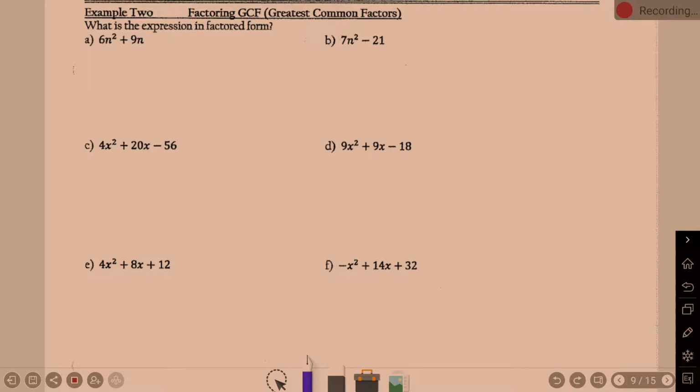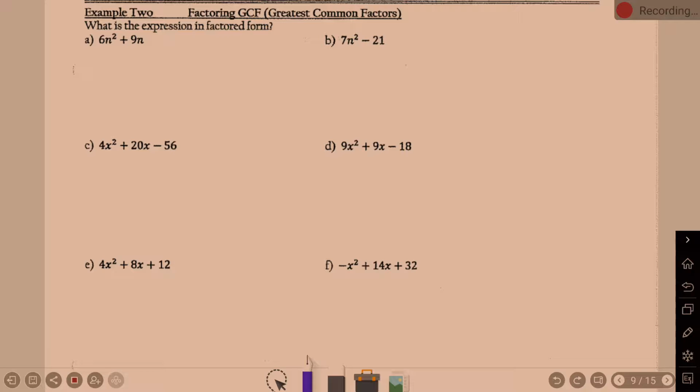Okay, example 2, so the bottom half of this page. Notice the forms are different from up above, right? Up above, it was always x squared plus bx plus c, always a 1x squared plus bx plus c. Down here, we're specifically talking about factoring the greatest common factor, GCF.